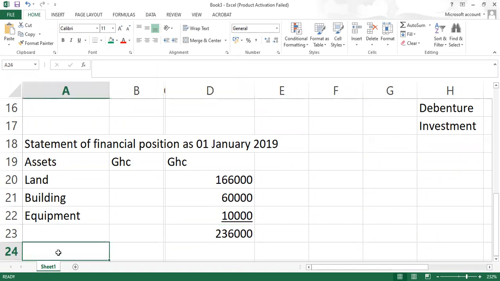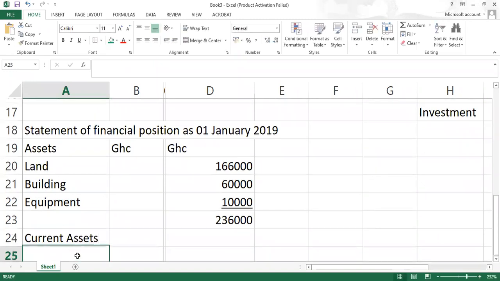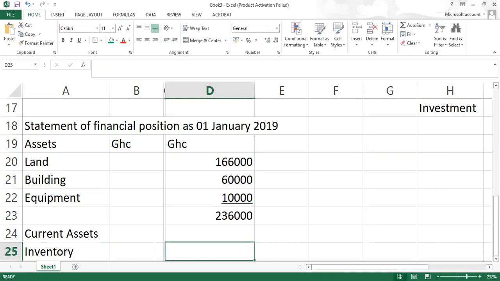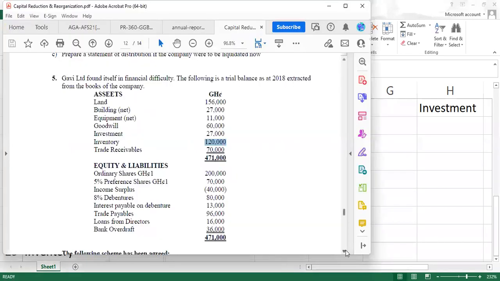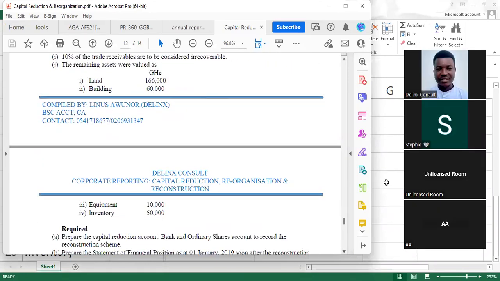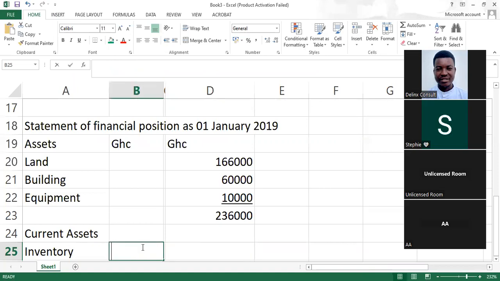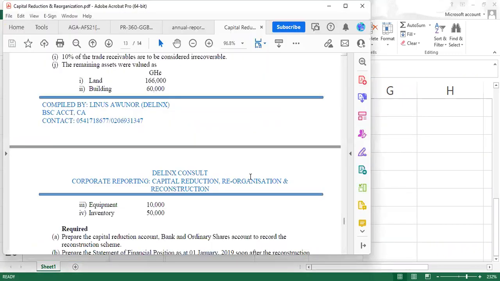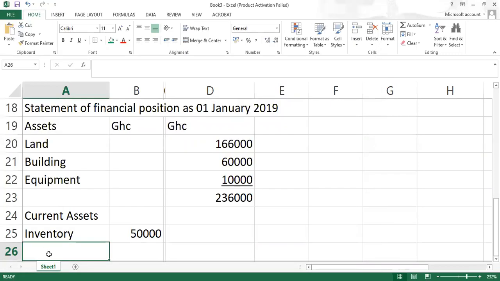So we come to current assets. The first current asset is inventory. The new value for the inventory is how much? 50,000. Okay, let's put it here. The next asset is what? Trade receivables.